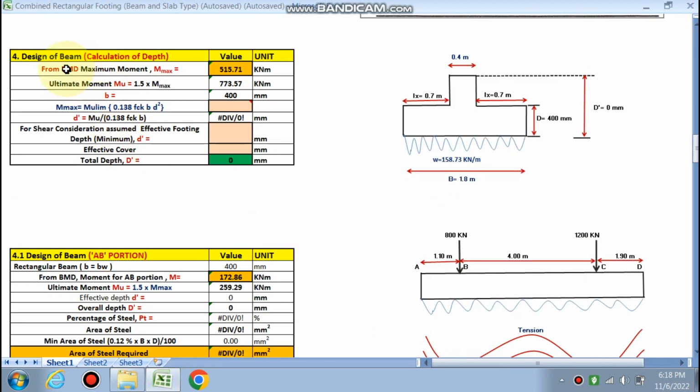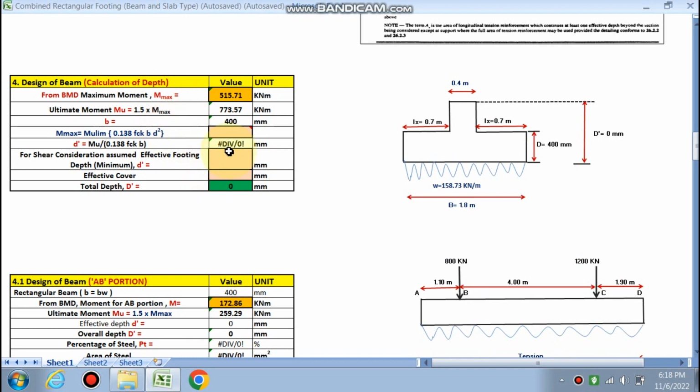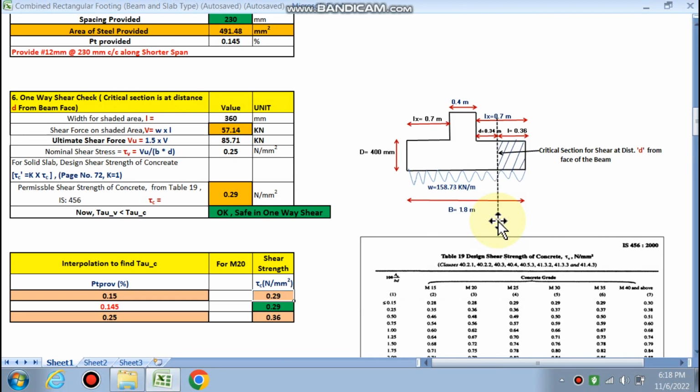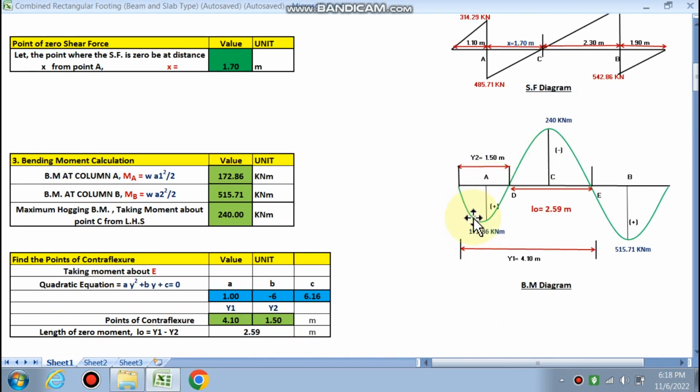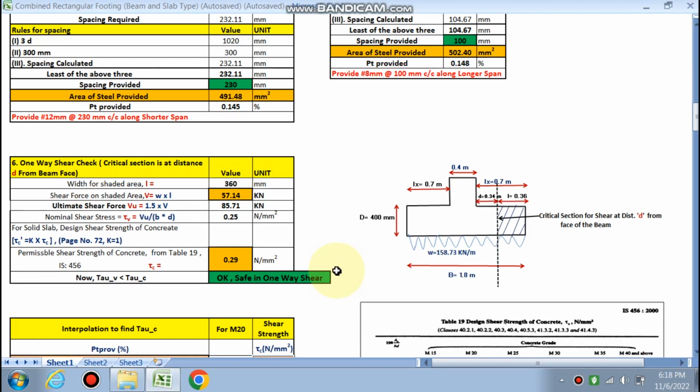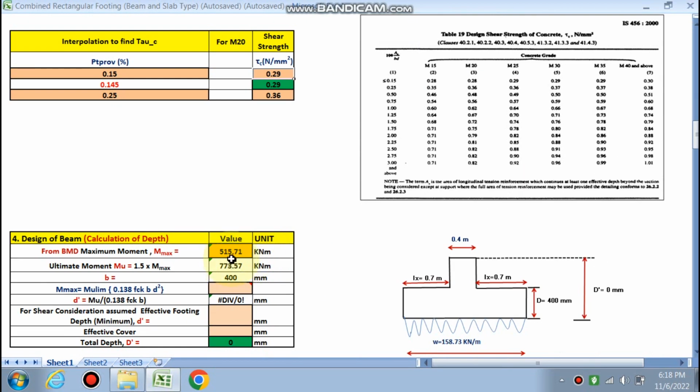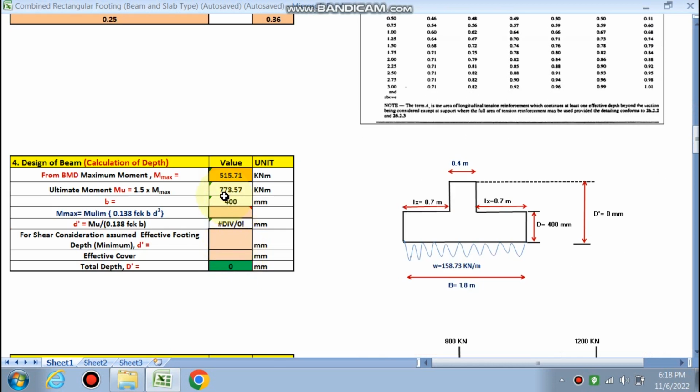Firstly we will design the beam and calculate the depth. We will look at the bending moment diagram. This is the bending moment diagram. The maximum bending moment will be taken for the depth calculation, so it is 515.71. This is the ultimate moment. B is 400 mm in the case of beam.